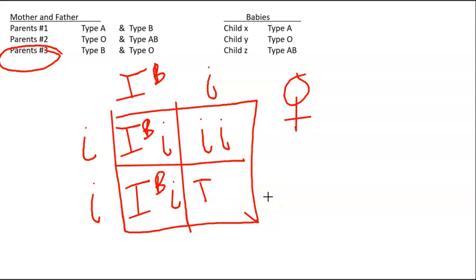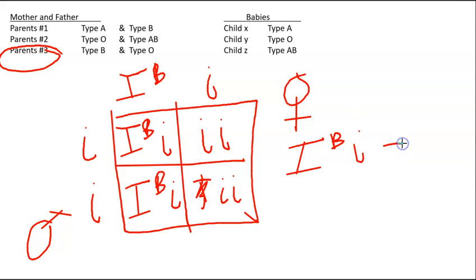Sorry, that is little i. So now using this combination of genotypes, when mom is heterozygous for type B blood, we can see that 50% of their children have the possibility of being heterozygous for type B, and then a 50% chance of their children being homozygous recessive for type O.